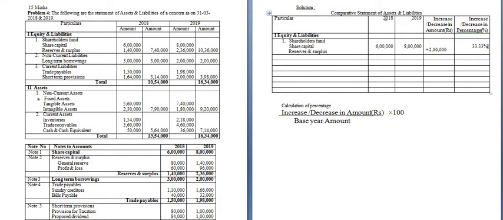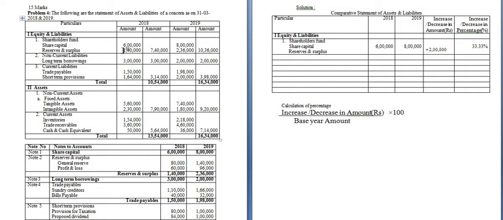Amount of share capital for 2018 is 6 lakh, for 2019 is 8 lakh. Increase in the amount of share capital is 2 lakh, so that we have to find out in the form of percentage. So the formula is increase or decrease in amount of share capital divided by base year amount. Now here share capital is how much? 2 lakh. Base year is how much? 6 lakh into 100, which is equal to 33.33%. Okay. Now next one is reserves and surplus.